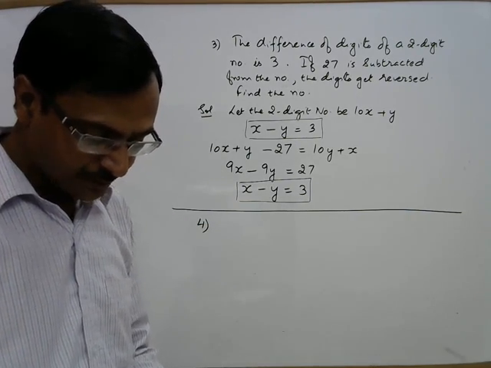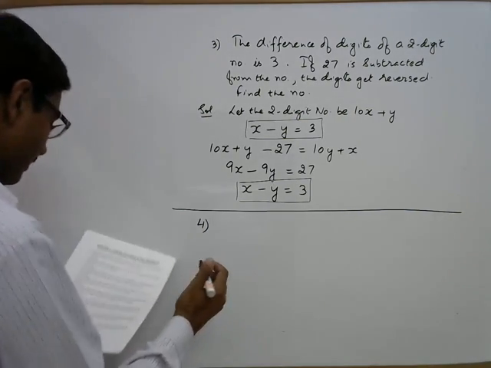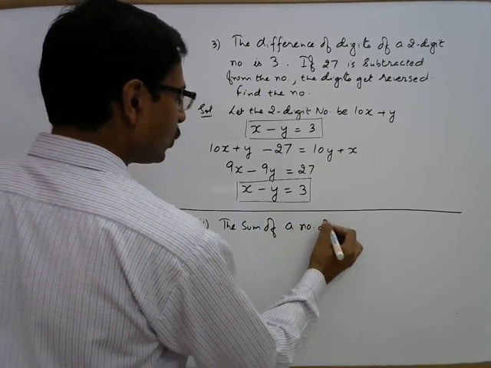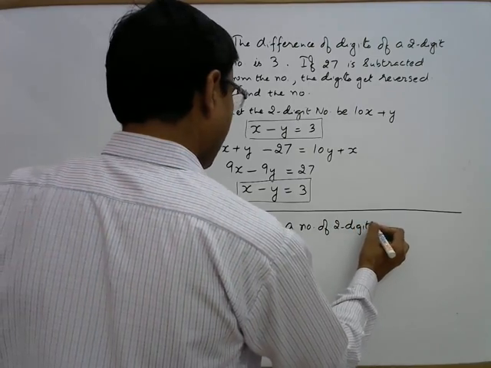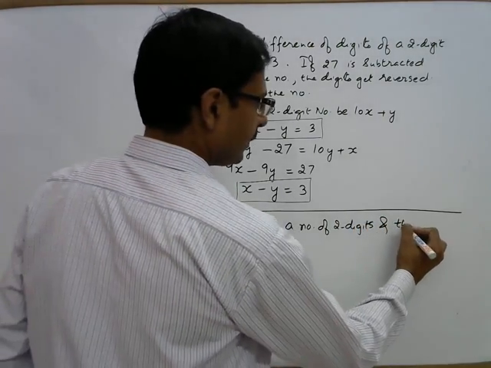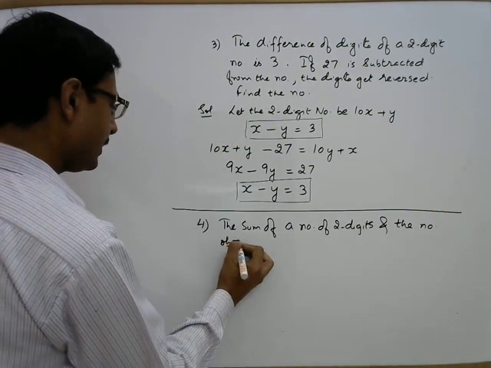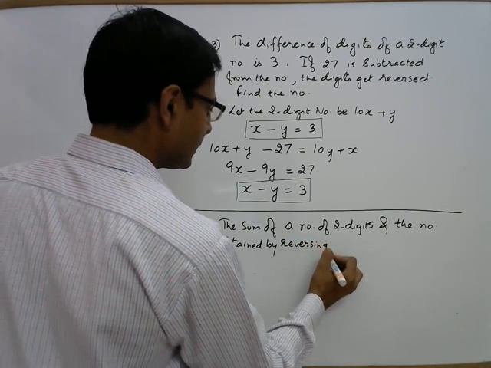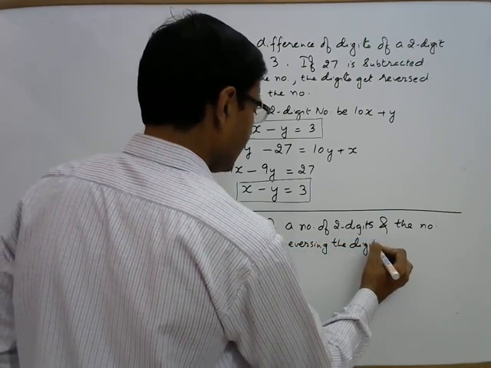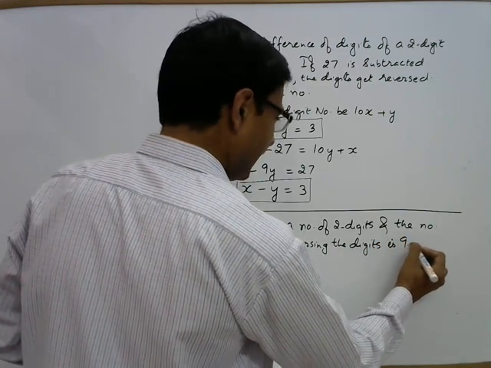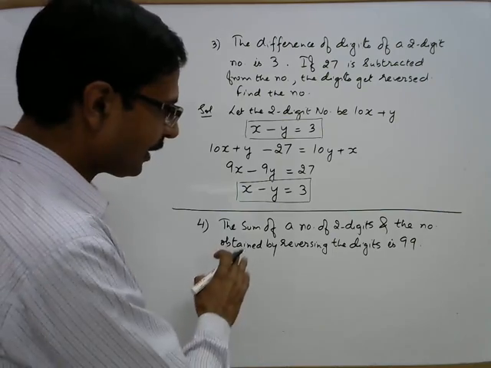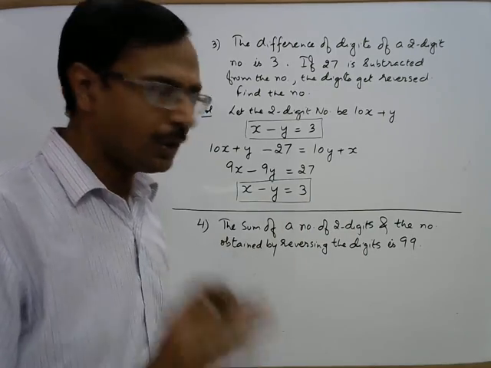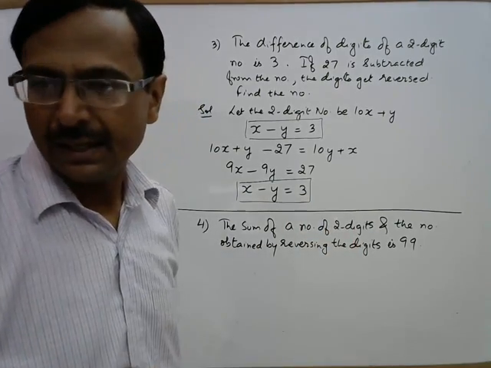This question goes like this. The sum of a number of two digits and the number obtained by reversing the digits is 99. So we are given the sum of a number of two digits, that is the original number, and the number obtained by reversing the digits. If you add the two, you get the sum as 99.